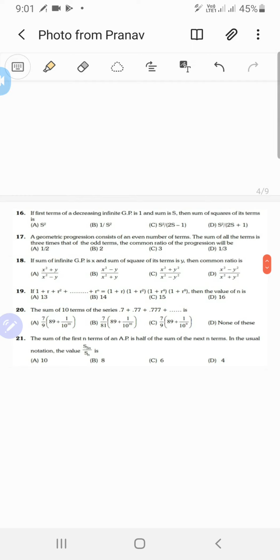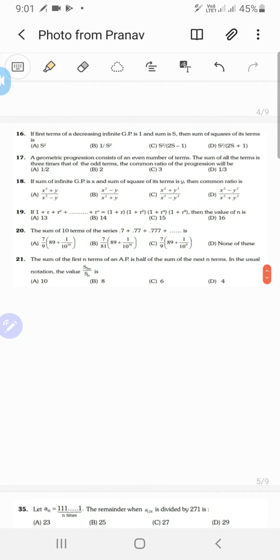Okay, if the first term of a decreasing infinite GP is 1 and the sum is s, and then the sum of the squares of its terms is, so this does not look that difficult to do. The sum of the squares is going to be a squared upon 1 minus r squared. We know that the sum is s, so a upon 1 minus r is s, because this is a decreasing infinite GP. The first term is 1, so instead of a, just write 1 over there.